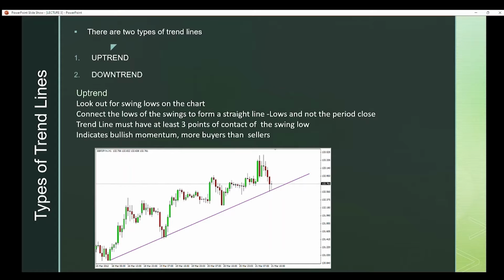Look out for swing lows on the chart. Here's an example of the chart. These candles are swing lows on that chart. What are we going to do? We are going to connect the lows of the swing to form a straight line.